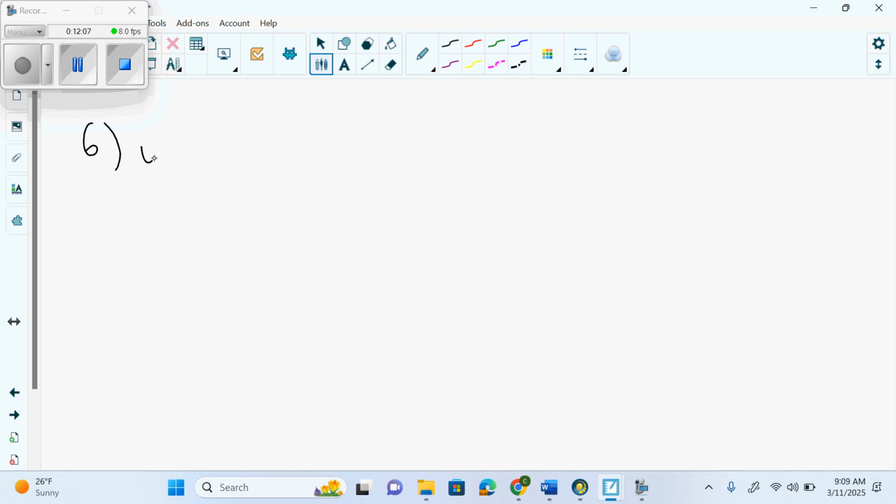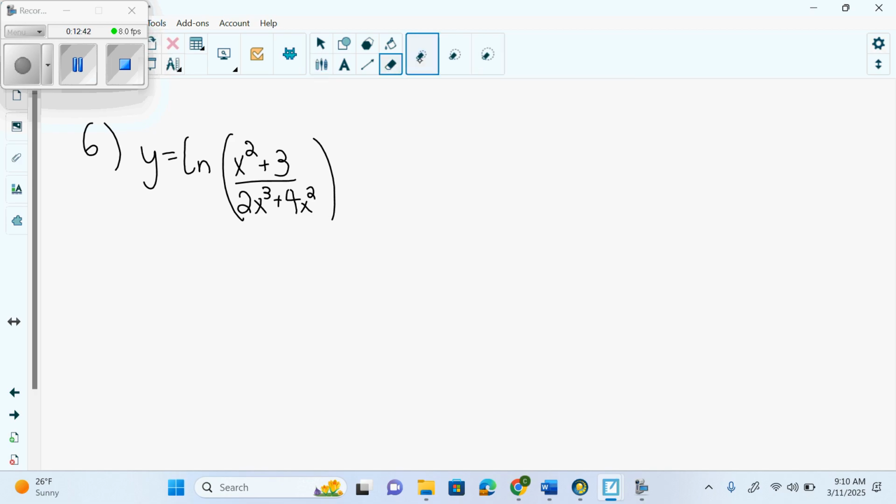Okay. Y equals ln of x squared plus 3 all over 2x cubed plus 4x squared. Go.